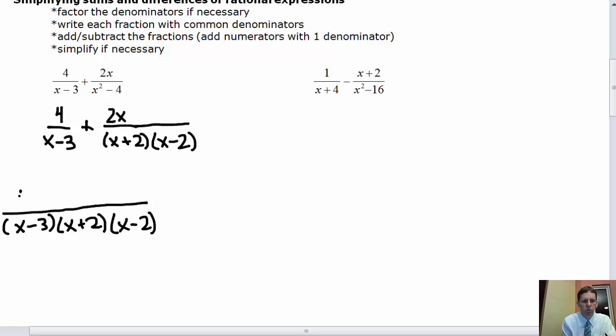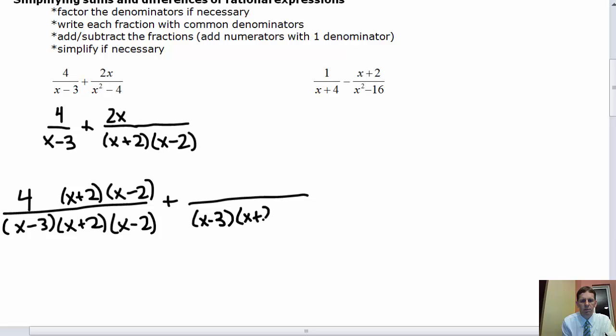So for our first fraction, which started with a 4 right here, in order to get common denominators, we've multiplied the denominator by x plus 2, so we're going to have to do the same thing with the numerator. We multiplied this denominator by x minus 2, so we have to do the same thing with this numerator. Plus, same denominator, x minus 3, x plus 2, x minus 2. Now, originally our expression had a 2x above the x plus 2 and x minus 2. What's new is this x minus 3, so we're going to multiply top and bottom by x minus 3.